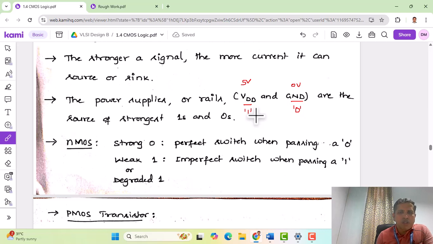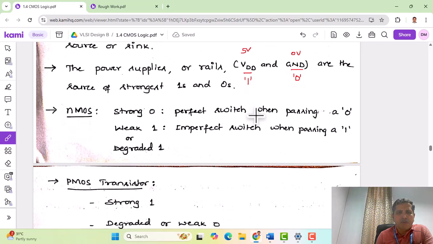Let us now interpret what we mean by strong versus weak with reference to NMOS and PMOS transistors. Let us analyze this practically, but before that let us have an overview of how the NMOS transistor behaves with a strong 0 and a weak 1, or degraded 1. Basically the NMOS transistor is good at 0, so we say it is a strong 0. That means it can pass the 0 level from one point to another point. Therefore the NMOS transistor is a perfect switch when passing a logic 0.